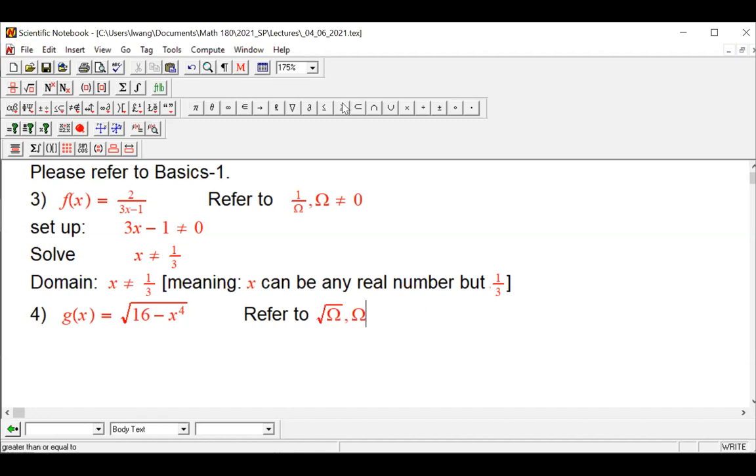The domain is at least 0. The domain is not a positive number, it's a non-negative number. If you want to put it in words, it's a non-negative number, including 0. If you don't include 0, that's not correct.